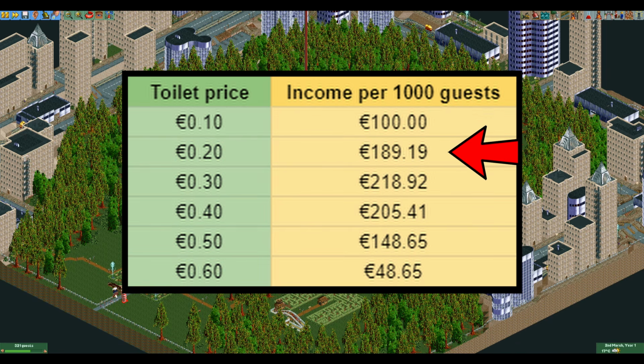If you charge 20 cents, still almost everyone will pay and they will pay twice as much, so you make almost twice as much. With 30 cents you make a bit more even still, but after that it goes down. You may charge more, but so few guests are paying that you end up with less money in the end.